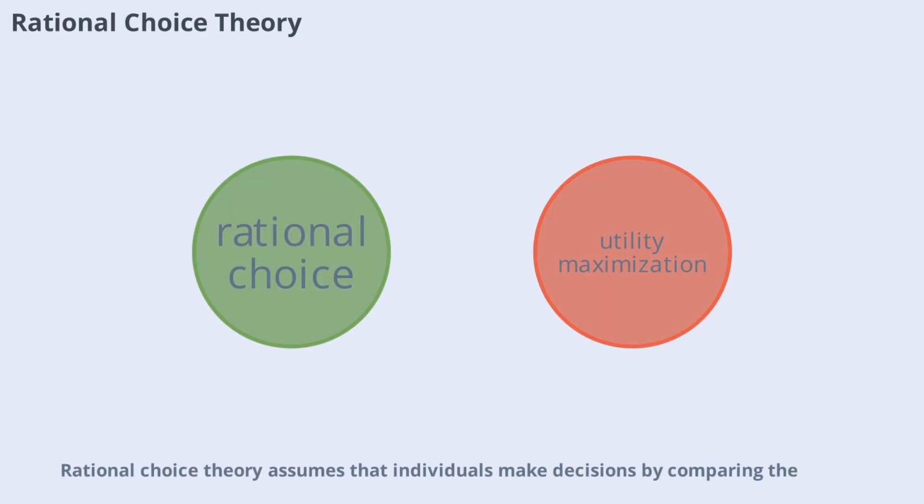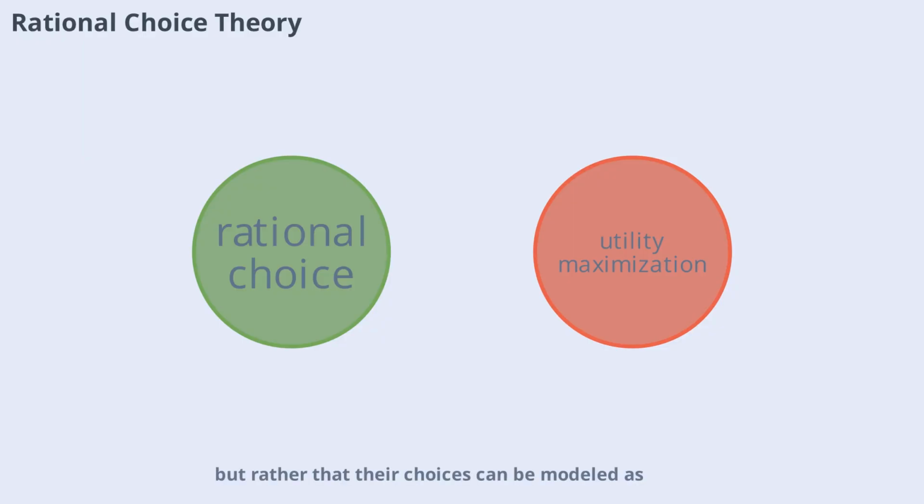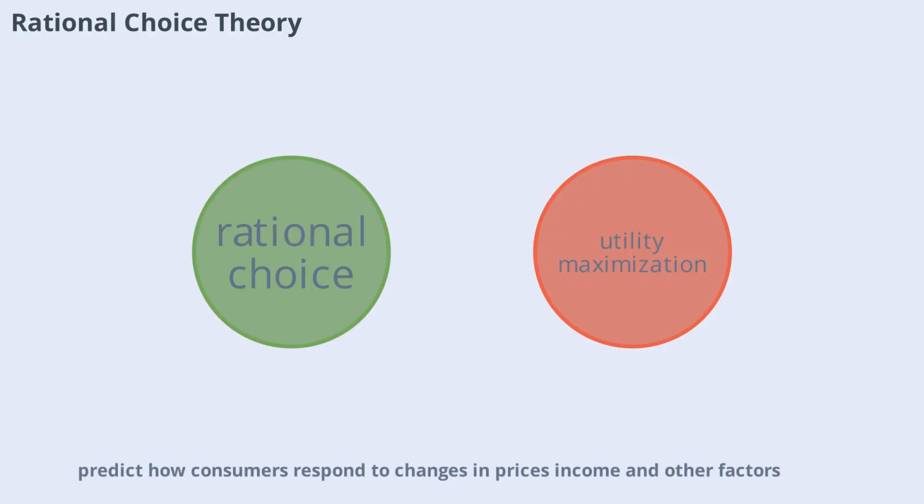Rational choice theory assumes that individuals make decisions by comparing the utility of different options and choosing the one that maximizes their satisfaction. This doesn't mean people are always perfectly logical, but rather that their choices can be modeled as if they're trying to get the most utility possible. This framework is widely used in microeconomics to predict how consumers respond to changes in prices, income, and other factors.